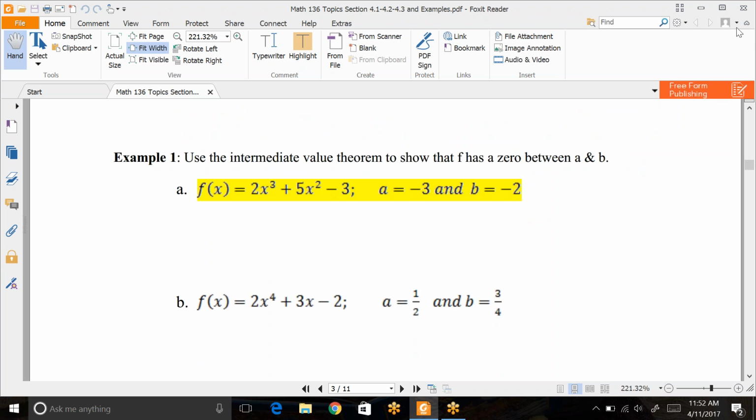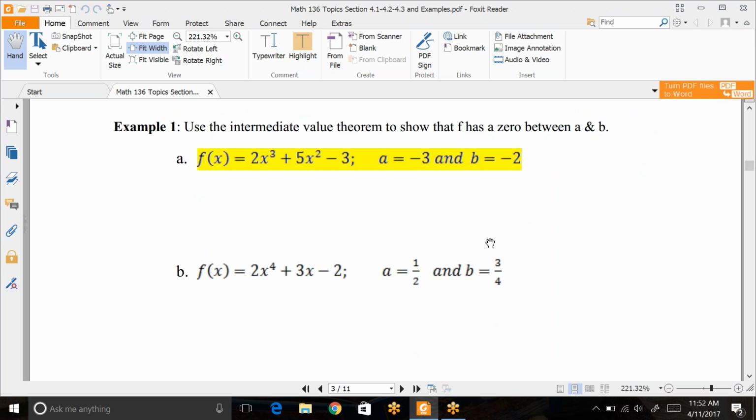Remember that this theorem says that if you evaluate a function at two separate x values and one of the y values turns out positive and the other y value turns out negative, what that means is that somewhere between those two x values you have crossed the x-axis or you have a 0 for that function.